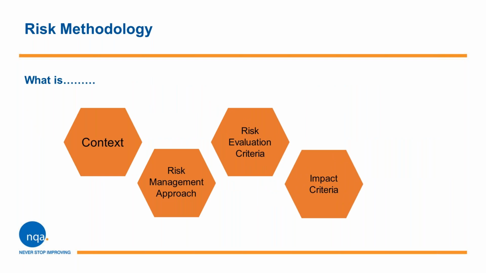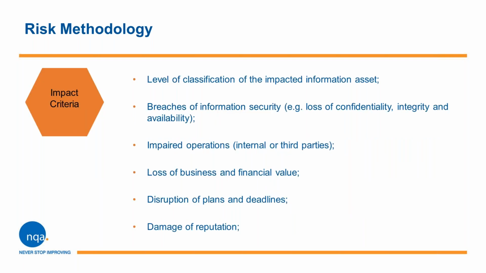So impact criteria then. Impact criteria should be developed and specified in terms of the degree of damage or costs to the organization caused by an information security event which considers the following: the level of classification of the impacted information asset, breaches of information security, for example, loss of confidentiality, integrity, or availability, impaired operations, whether that's internal processes or third-party interactions, loss of business and financial value, disruption of plans and deadlines, and damage of reputation. Again, this reputational damage is a common theme which we examine.